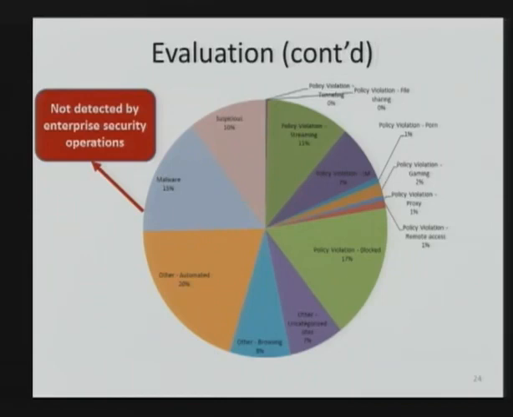Another 40% of what we detected are business policy violations. So these are people doing instant messaging, streaming video, peer-to-peer file sharing, gaming, gambling, porn, trying to evade the network proxy. So stuff that you should really not be doing at work.